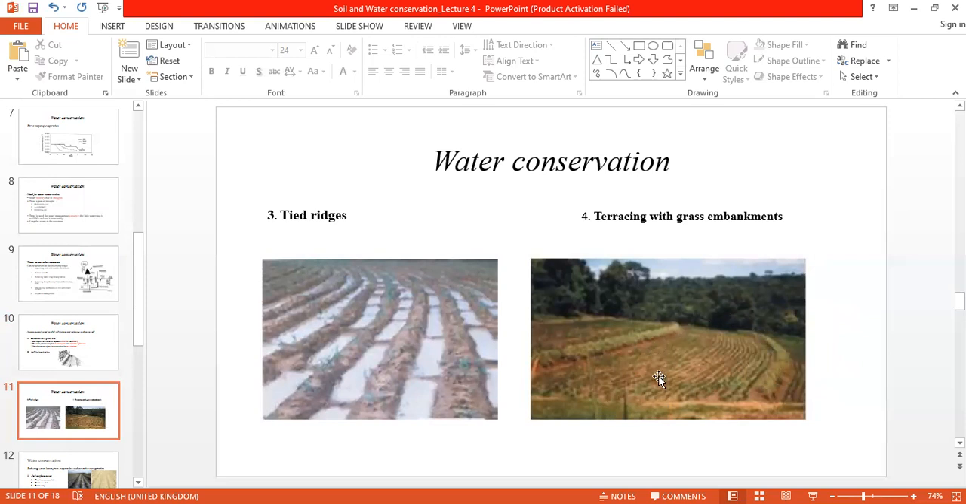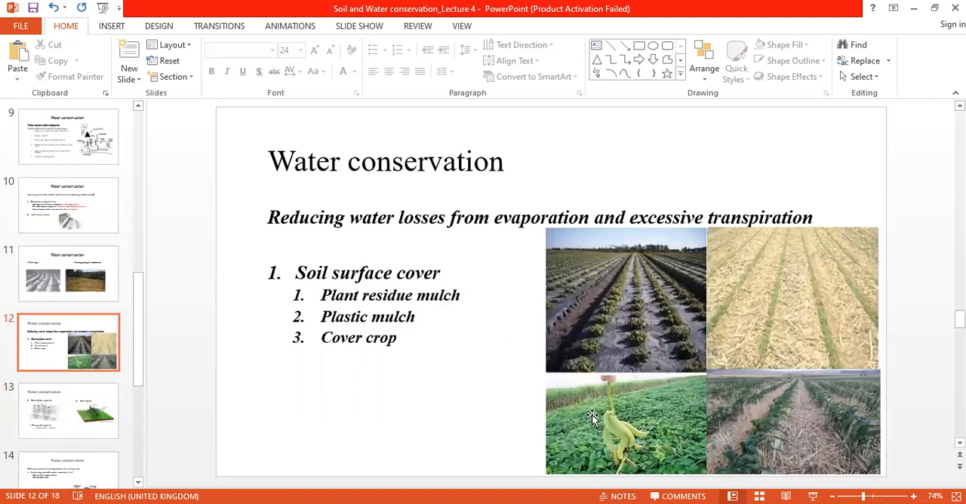So what we need to understand as well is that the moment you start to reduce runoff, you are increasing the time with which water can infiltrate into the soil. So if we reduce runoff here, it means that we have more water entering the soil. So that's for increasing infiltration and reducing runoff, those measures that we've talked about.